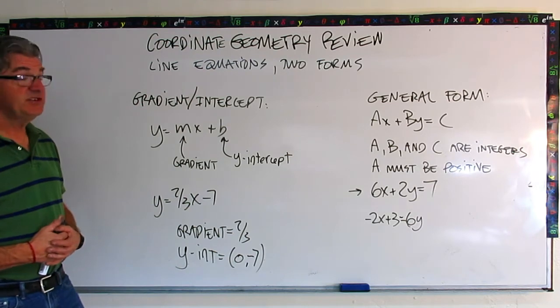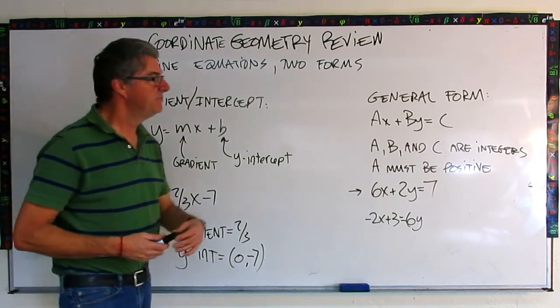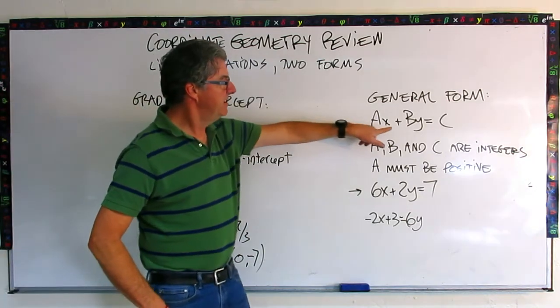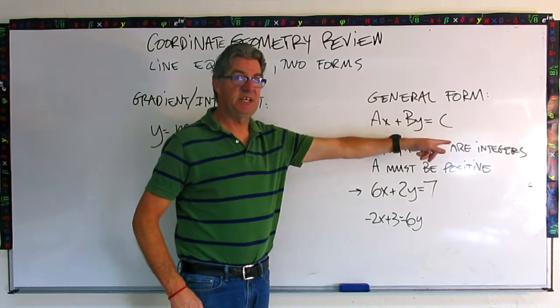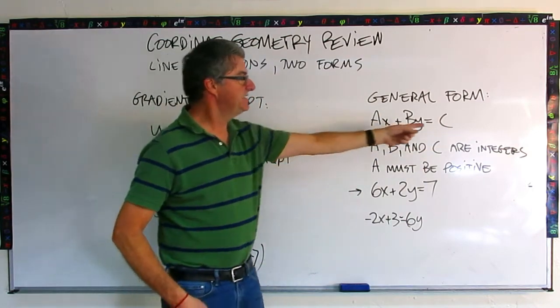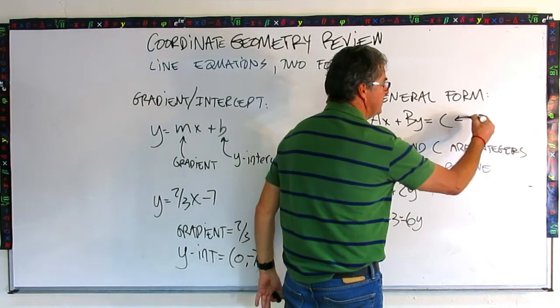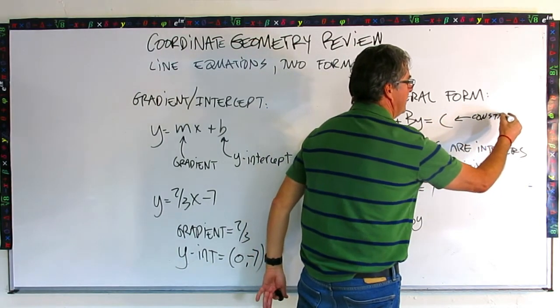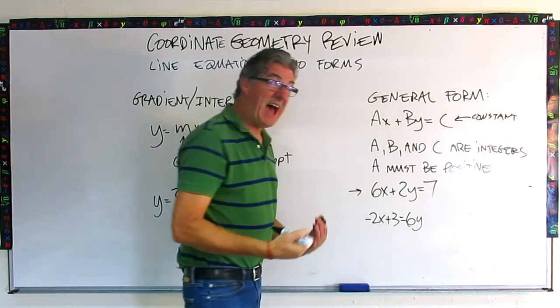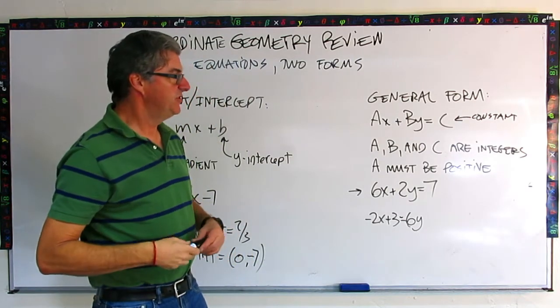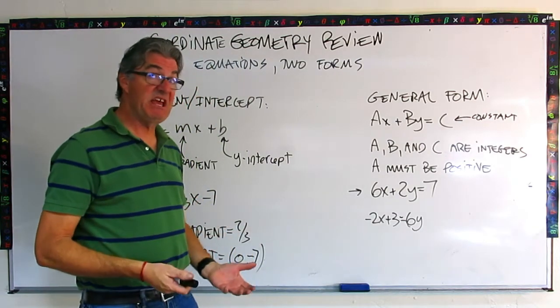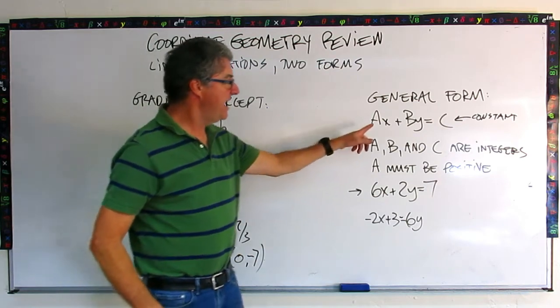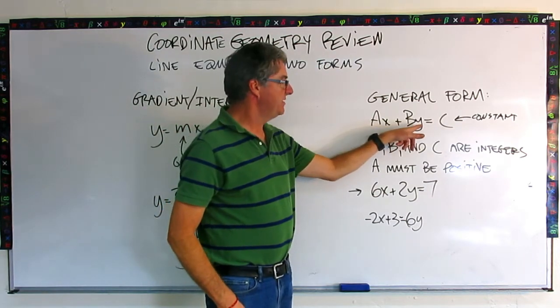Okay, let's take a look at general form. It's a little different. This is ax plus by equals c. So one thing to notice is that c, which is the constant, doesn't have an x or a y by it. So c might be 2 or -10 or something like that. And then a is in front of your x and b is in front of your y.